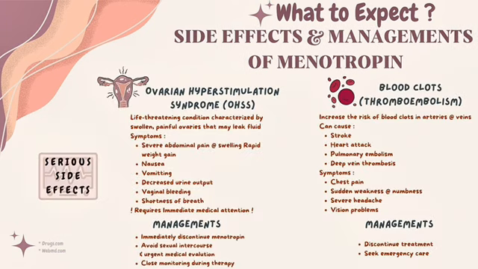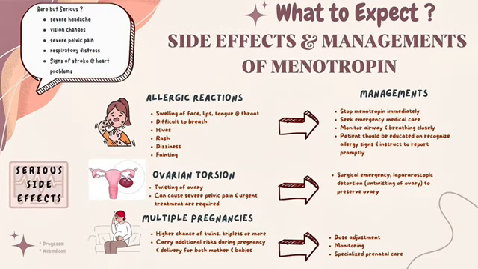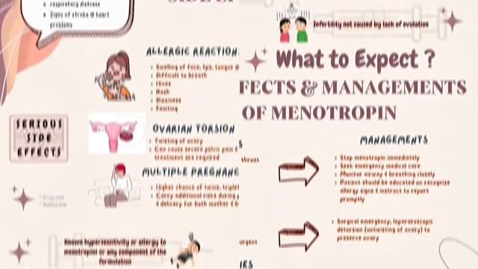More serious ones like OHSS or blood clots need immediate medical help. Rare effects include ovarian torsion or multiple pregnancy. Always report unusual symptoms and never skip follow-up visits.